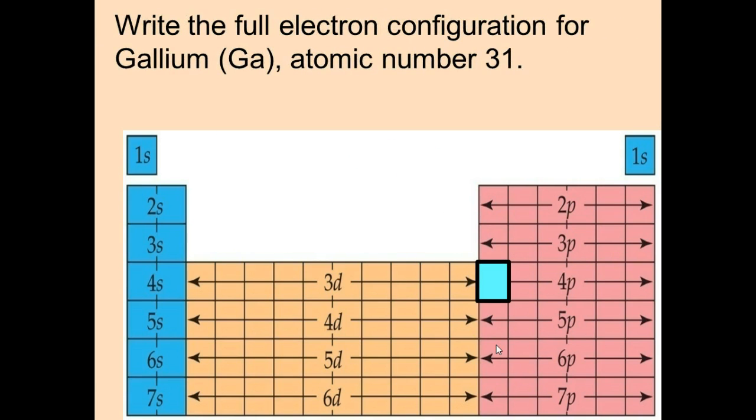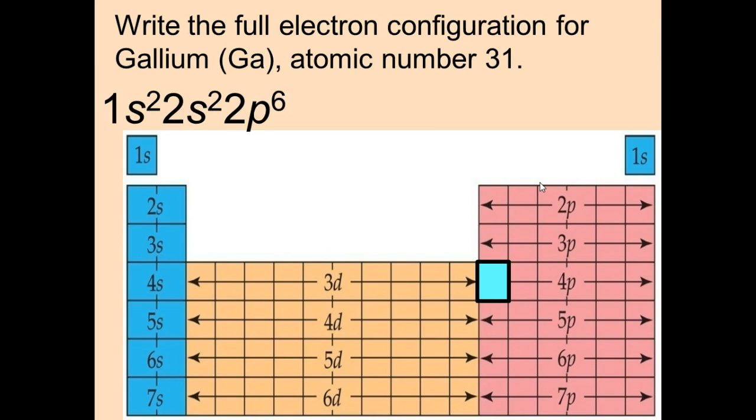And we're doing one more problem, but this time we can use a shortcut I'll show you at the very end. Write the full electron configuration for gallium, Ga, with the atomic number of 31. Again, we have to count through all the boxes, so 1s2 because there's 2 boxes. Then we go to 2s2 because we passed 2 boxes. Then we go to 2p6 because we passed 6 boxes.